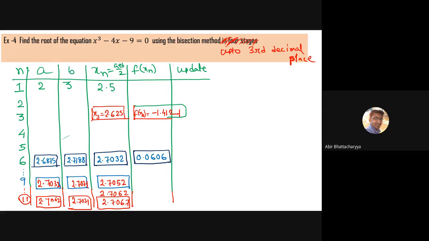Okay, 12th iteration, my calculation. Yes, Deepak. Sir, the 12th iteration is completed. 2.7065.